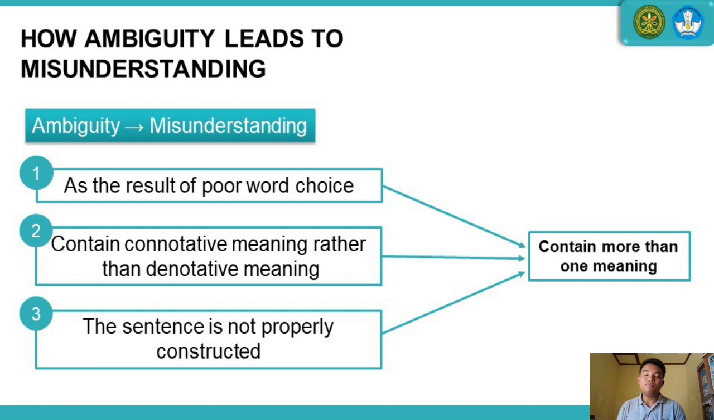And the last one is if we couldn't figure out how to create a grammatically correct sentence. If we create a sentence that is not properly constructed and does not follow the grammatical rules, it can lead to misunderstanding because it can be interpreted differently by many people. So it can cause misunderstanding during the communication.